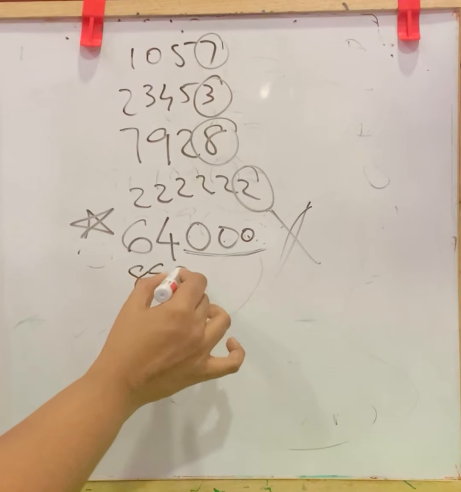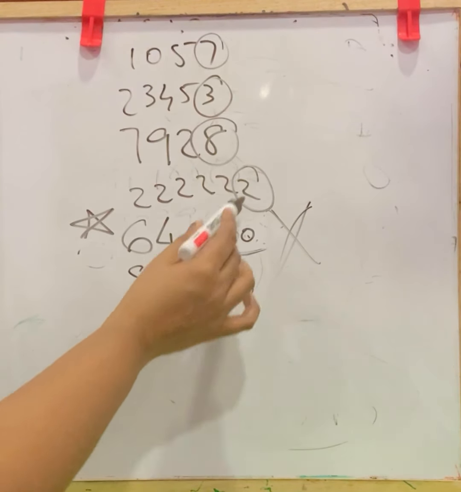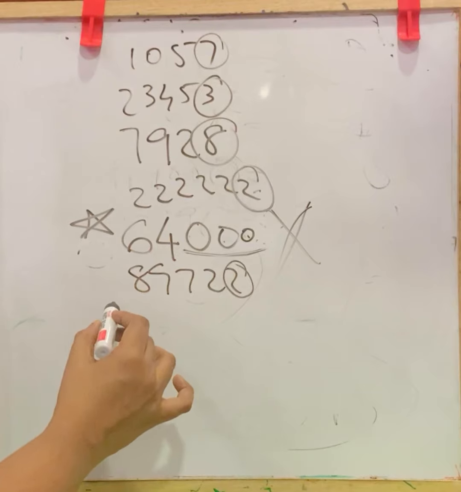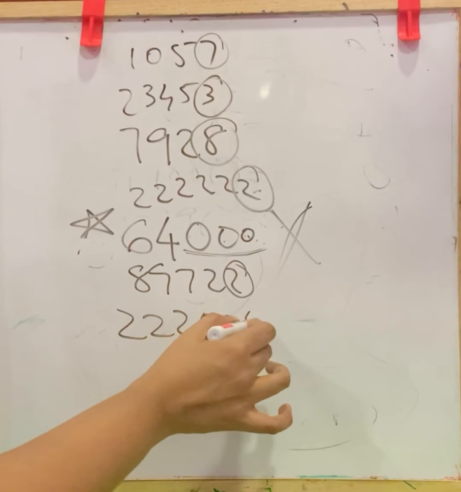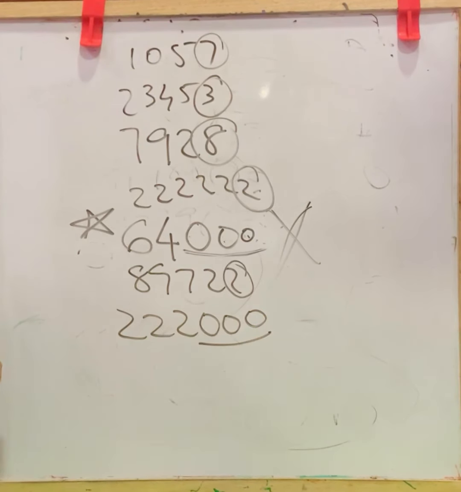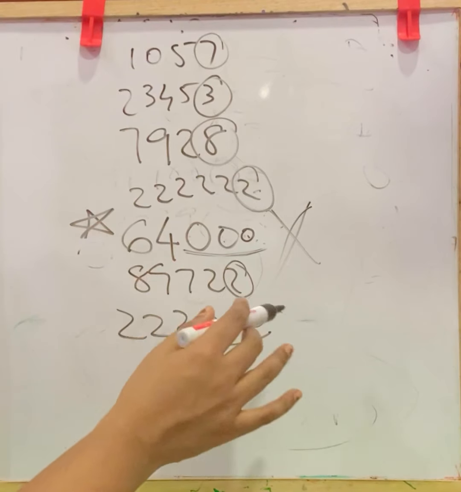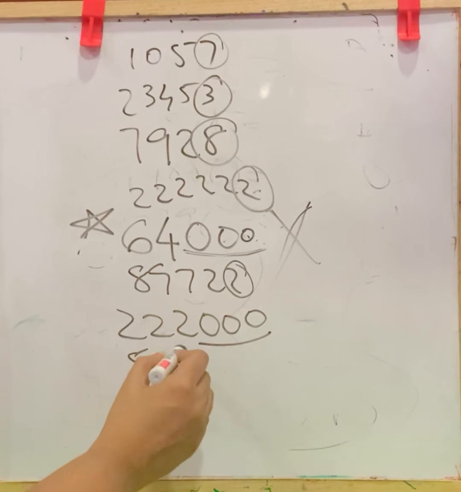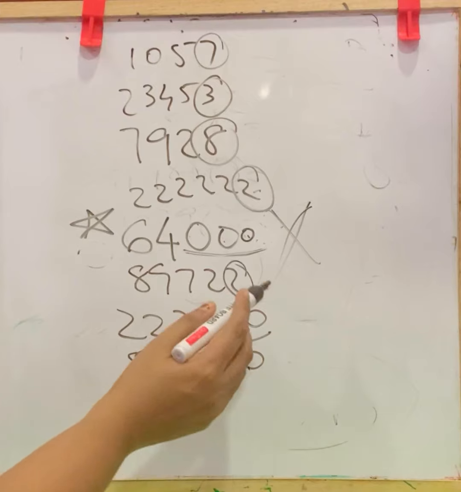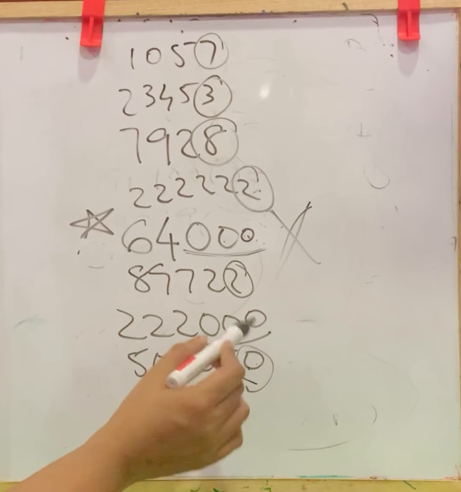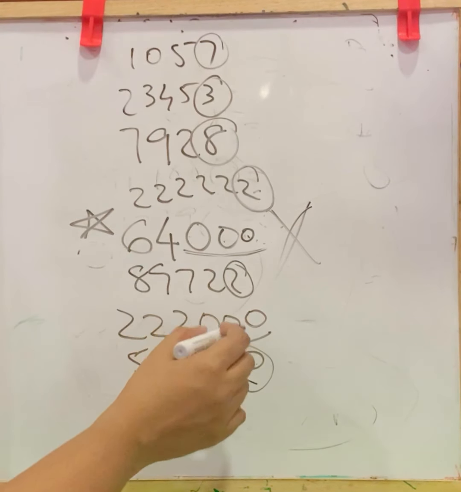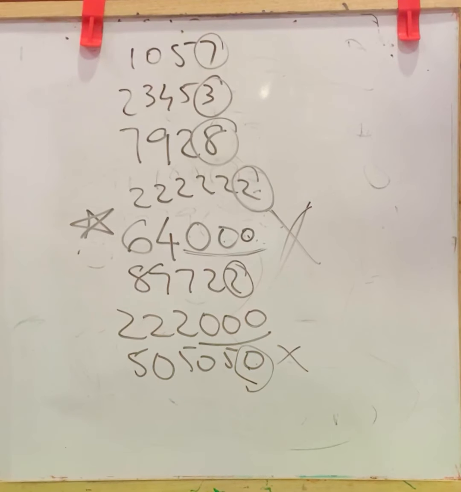Next, 89722. Here again, ending with 2, it is not a perfect square. This one, the number of zeros is 3. It is an odd number, so it is not a perfect square. 505050. Here it is ending with digit 0, but the number of zeros is 1. 1 means odd number, so it is not a perfect square.